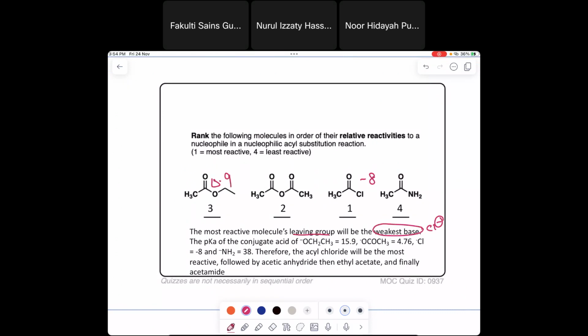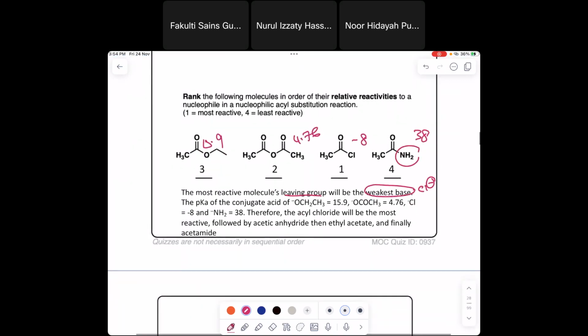Ni ada more. Okay, star 4.76. Sorry, nombor 2 is anhydride because it's 4.76. And NH2 ni keluar sebagai 38. So of course, this is how you rank the relative reactivity based on the derivative itself lah.